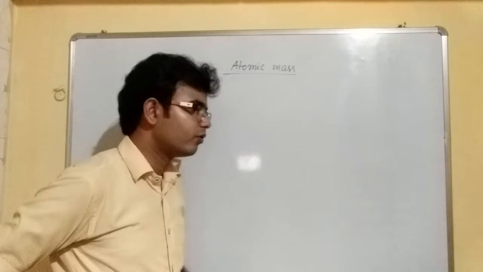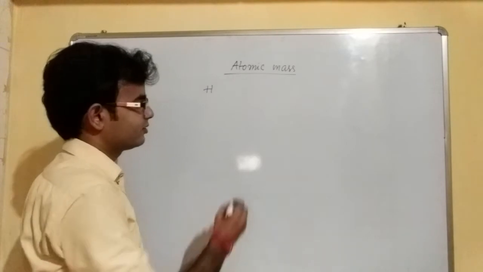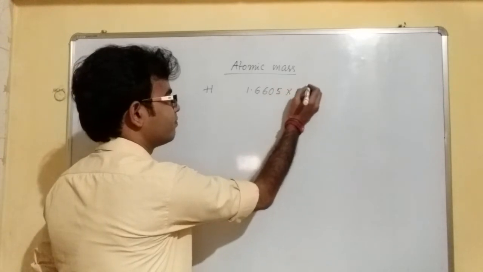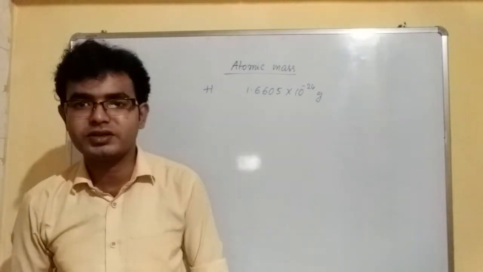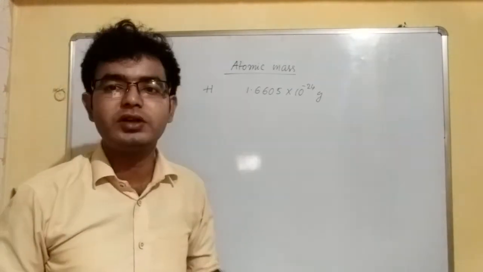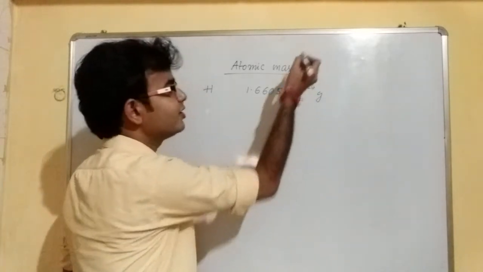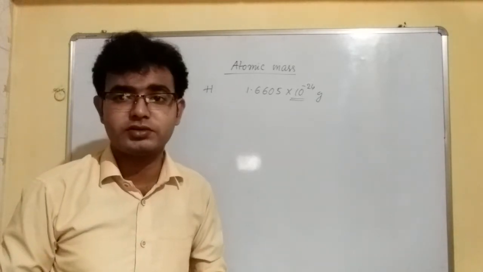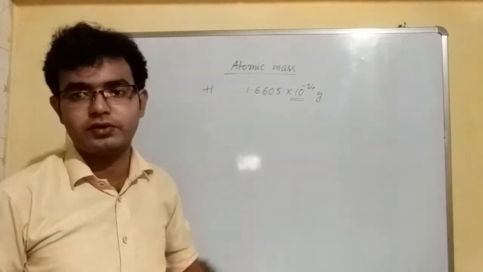If we take the example of the mass of one atom of hydrogen, then it can be observed that its mass is 1.6605 into 10 to the power minus 24 gram. Okay, the mass of one hydrogen atom is 1.6605 into 10 to the power minus 24 gram. It can be observed that it is in the power of 10 to the power minus 24, meaning its mass is very less. So it is quite difficult to express the mass of one hydrogen atom in such a way.